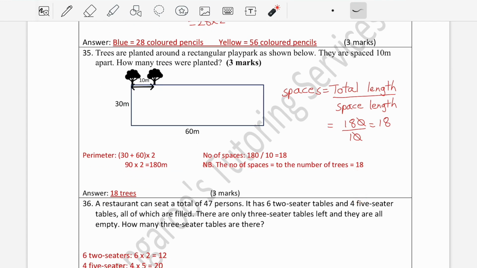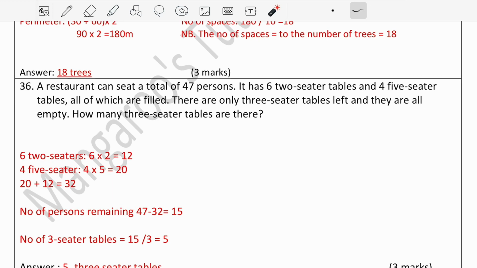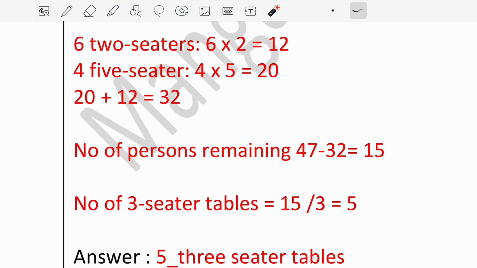And last question for section 2. We have a restaurant which has different types of seats. So we were told that we have 6 two-seater tables, which is a total of 6 by 2 is 12 seats. We have a total of 4 five-seater tables, so 4 times 5 is 20. In total, that will give us 12 plus 20 is 32.